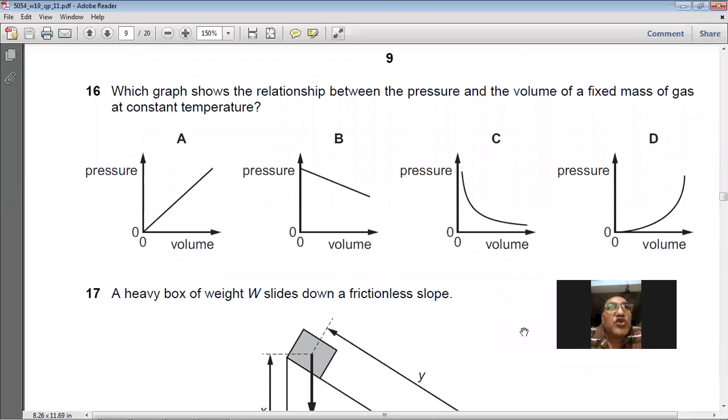Which graph shows the relationship between the pressure and the volume of a fixed mass of a gas at constant temperature? For a gas at constant mass and constant temperature, the pressure and the volume are inversely proportional to each other. And remember, the graph which represents the inverse relation between two quantities is this. It's a standard graph. It shows the inversely proportional relationship between two quantities. So C is the right option, sir. Question number 16, C is the right option.